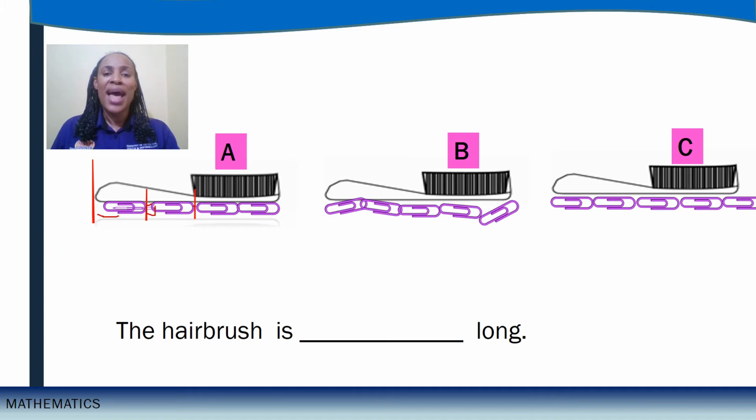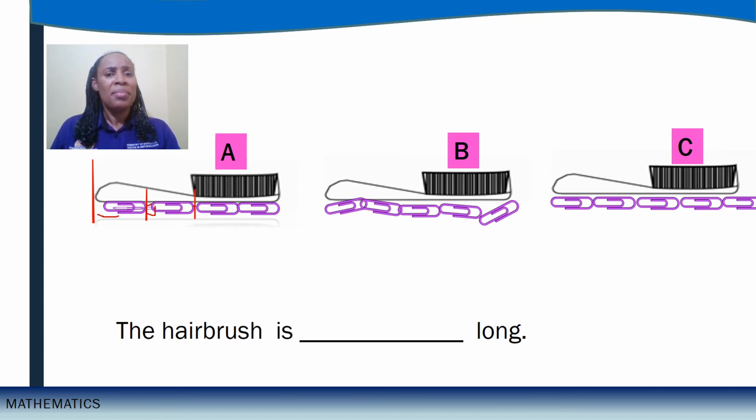Now let us look at hairbrush B. Did student B measure hairbrush B correctly? I agree with you, boys and girls. Student B did not measure correctly. And why do you say so?